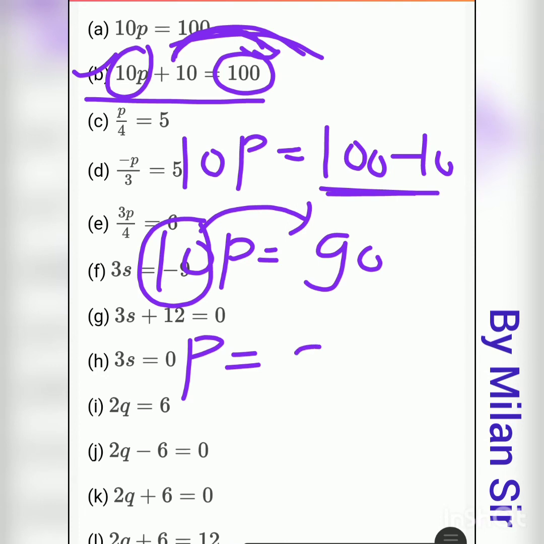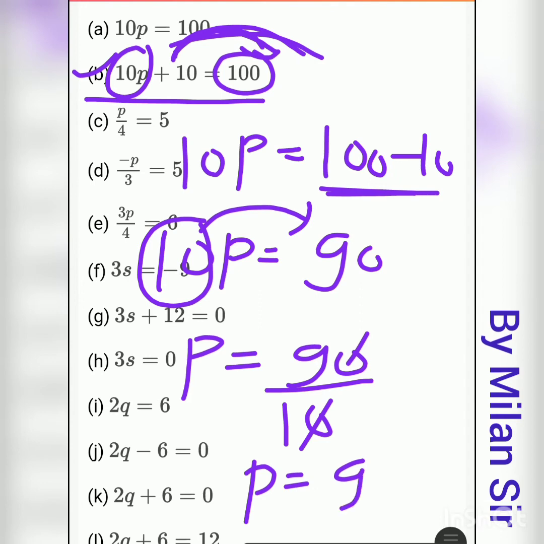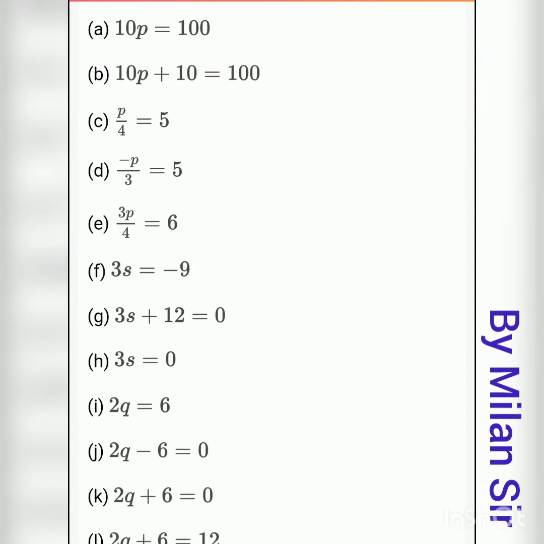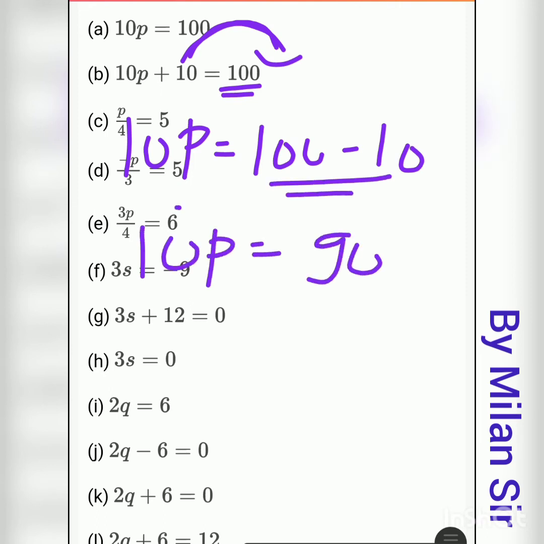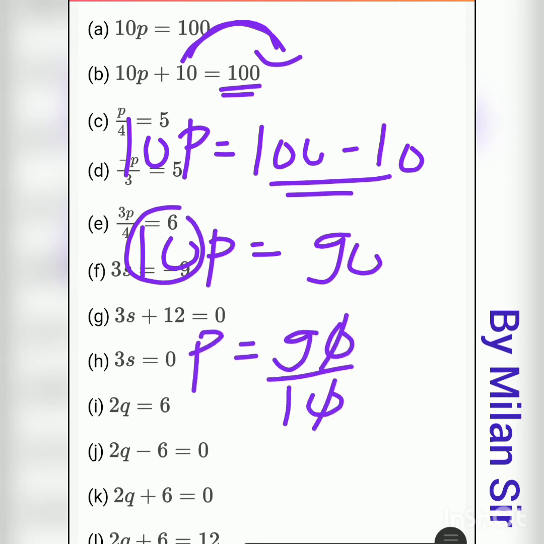Now this multiply 10 we need to transfer to the right hand side. It goes to the denominator. So 0 0 cut, p is equals to 9. Okay, again, first of all transfer this plus 10 here. Okay, so 10p here 100. Now this plus 10 becomes minus 10. So 10p is equals to 100 minus 10, 90. Now this multiply 10, we need to transfer to the right hand side. It goes to the denominator. So 0, 0 cut, p is equals to 9.